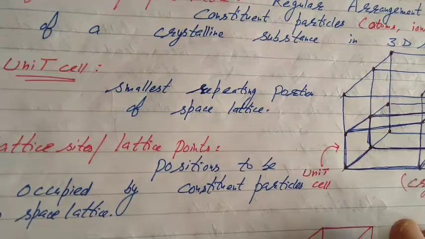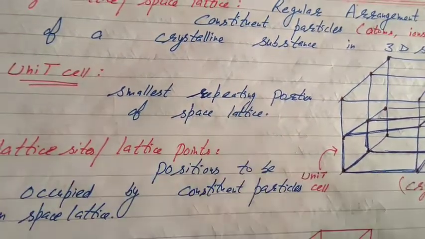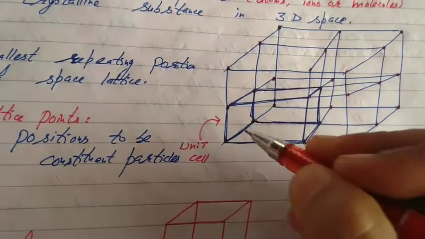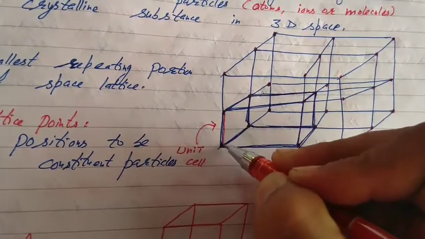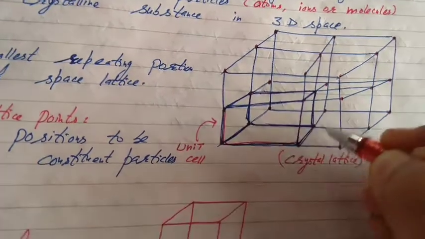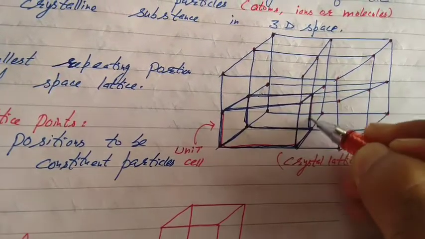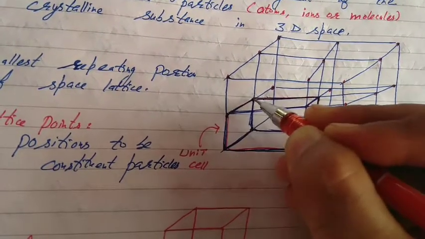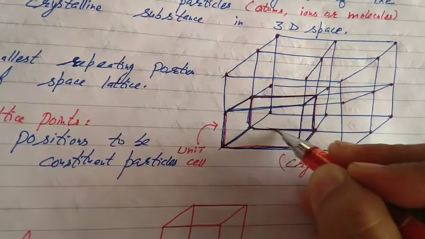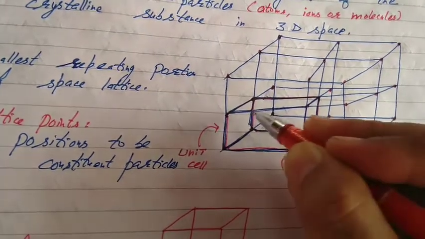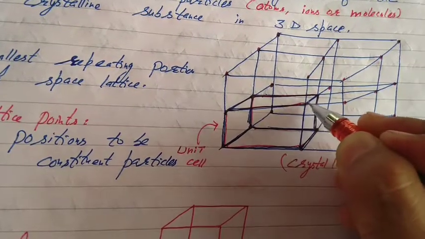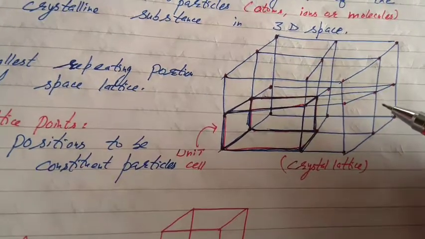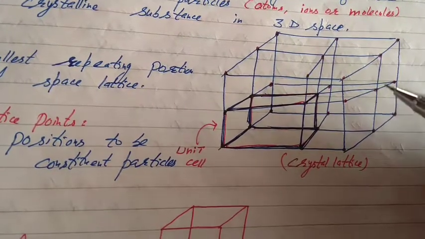Now what is unit cell? The smallest splitting portion of space lattice, it is called unit cell. Please look here, that portion of the space lattice is called as unit cell. Unit cell, when we repeat again and again, we get space lattice, that is arrangement in space.